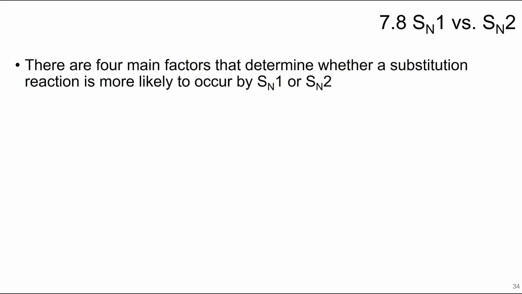So when you need to figure out whether a reaction is likely to occur via an SN1 reaction or an SN2 reaction, there are 4 things that you want to consider. The first is the substrate. So both sterics and the stability of the carbocation will play a role here.